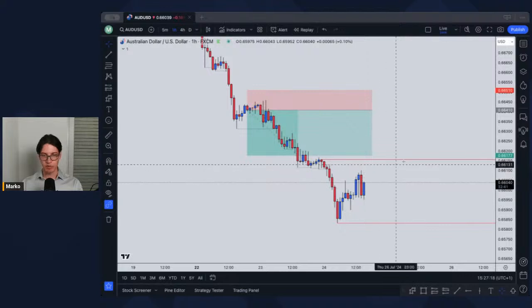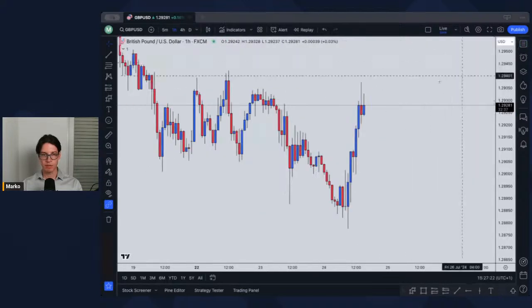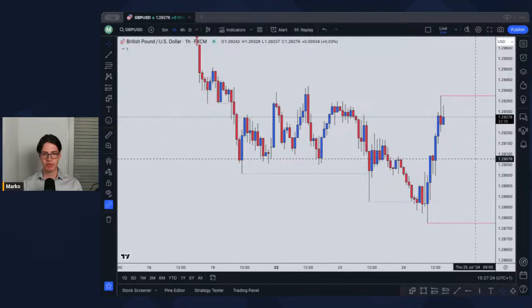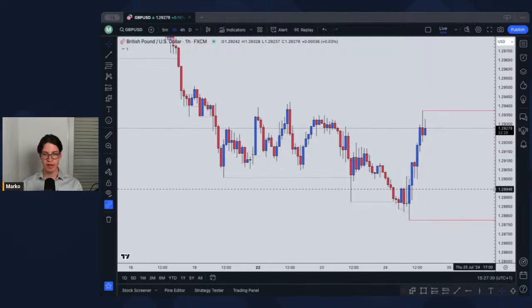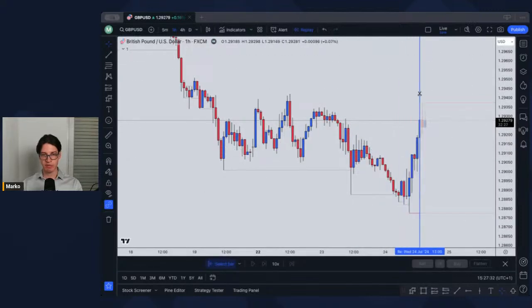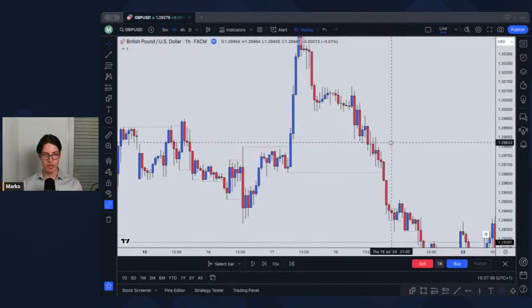Yeah, so printing a bullish candle right now. Pound US dollar is looking very interesting as well. Unfortunately, it printed a wick right now, like a huge wick. But at this point, it was looking very clean, very high probability. Let's analyze also the prior price action.